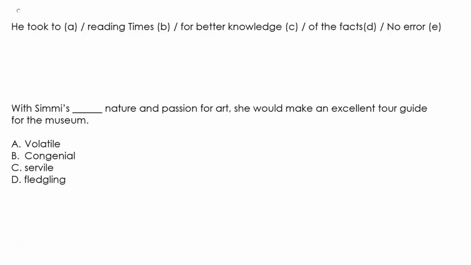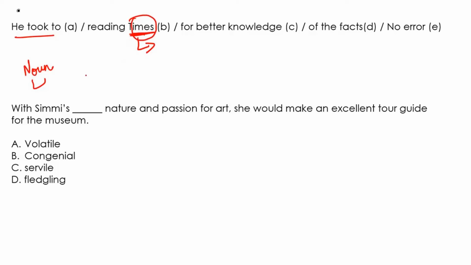Well, let's see here. First of all, when searching for the error, start with the noun. First of all, you have to check whether that noun is correct or not. So, "he took to" is fine. "He took to reading Times." Now, what does this Times refer to? Newspaper, right? We do have the newspaper Times, so it refers to a specific newspaper.